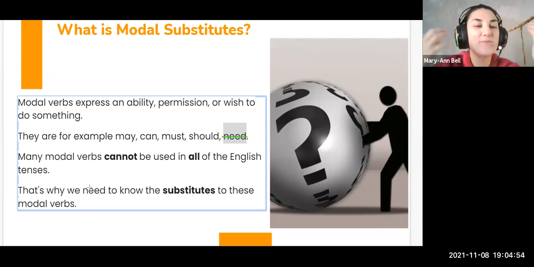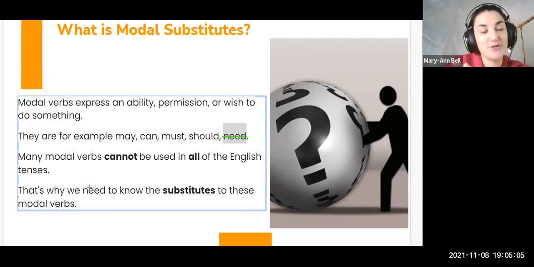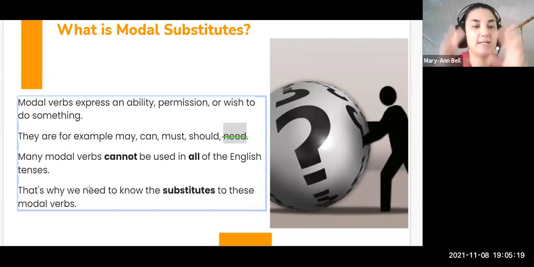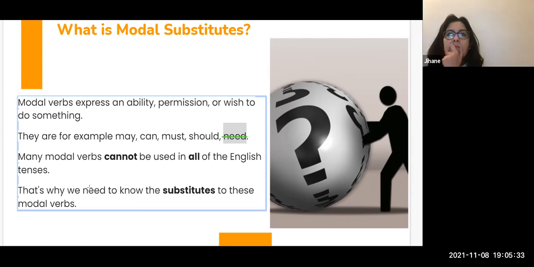So we have these pure modals, okay? So may, can, must, should, might, shall. But the problem with these modal verbs is that we can quite often not use them in all the English tenses. So for example, I can say, I must finish my homework today, okay? So I can use it for the present. I can, at a push, use it for the future. I must go to the bank tomorrow. But there's no way that I can use must in the past. I must go to the bank yesterday.